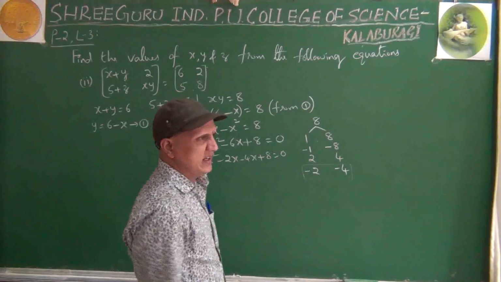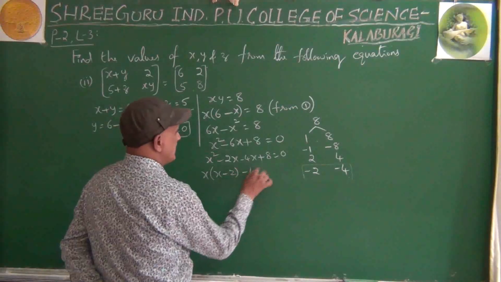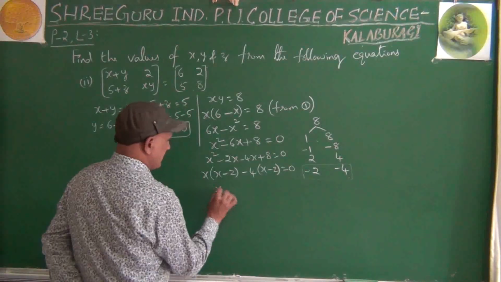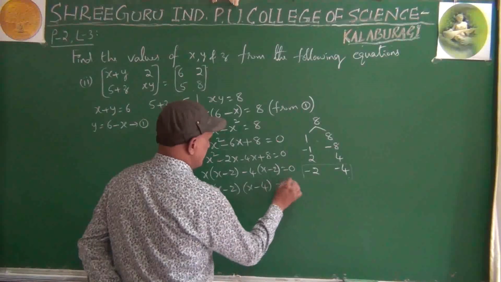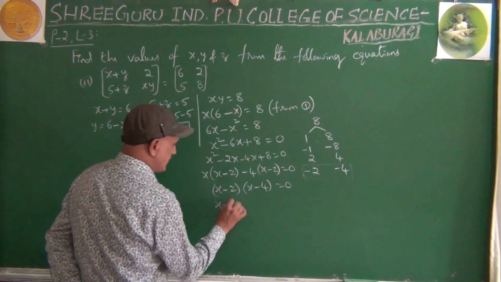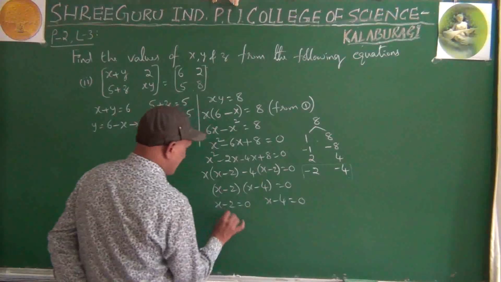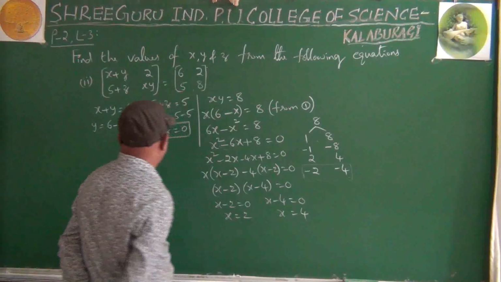Lower class simplification, finding the factors. X minus 2 minus 4 common, x minus 2 equals 0. Lower class concept it is. You have to know this. X minus 2 equals 0, x minus 4 equals 0. X equals 2, x equals 4. Clear?